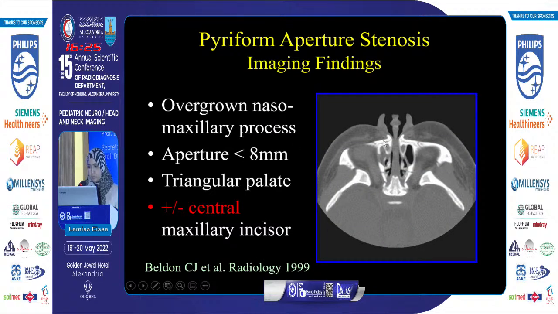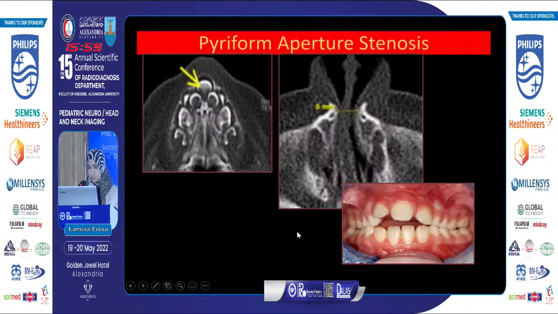Another appearance of the same case, with overgrown nasal process of the maxilla. The aperture is less than 8 millimeters, though sometimes the measurements are not the most important thing. We can assess it subjectively by the appearance of the overgrown nasomaxillary process. We also have a triangular palate because it is hypoplastic, and the central maxillary incisor tooth is usually present in most of the cases. This is a case.